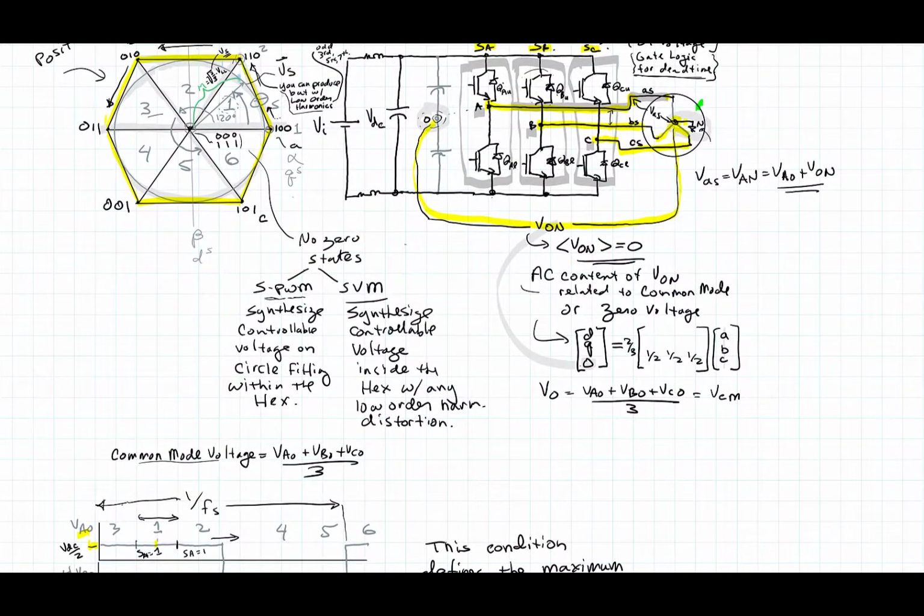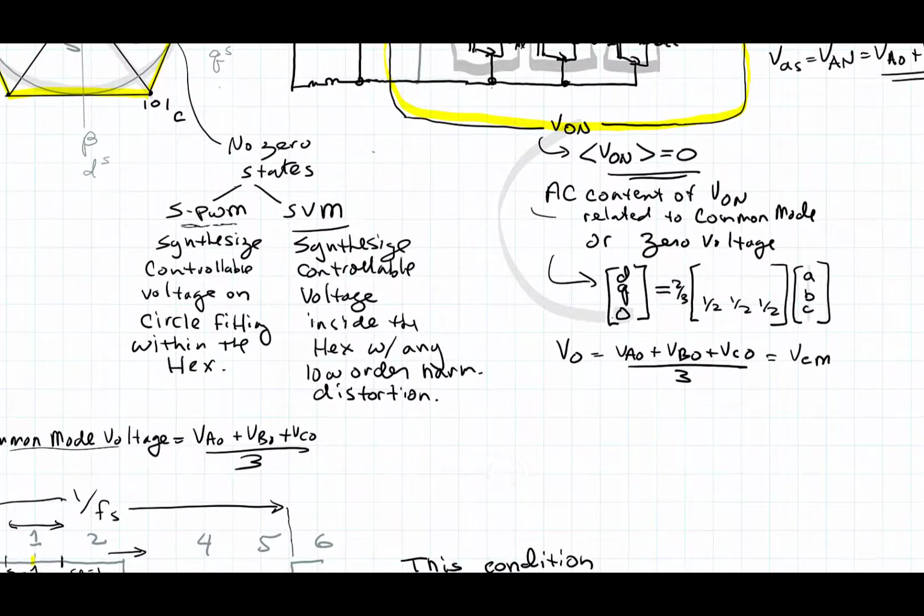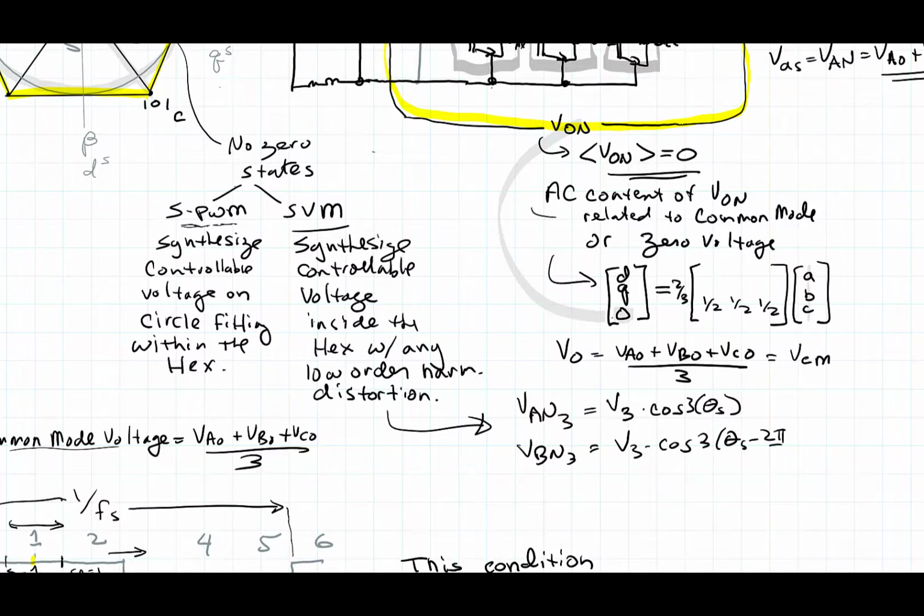Now the question is, how do you actually accomplish that? Why is it possible to do that? The bottom line is that if you've got a third harmonic voltage, it looks like this. You've got the VA and third harmonic, which is going to be some amplitude associated with that harmonic. If this is a cosine, it's going to be 3 times theta s. If it's a VBN, it's going to be V3 cosine 3 times theta s minus 2 pi thirds. And the VCN 3 is V3 cosine 3 theta s plus 2 pi thirds.